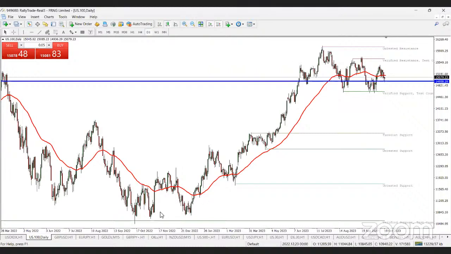So this is US 100. US 100 has made an uptrend, right? But it has also done something. If you check on the daily time frame, you have a high here. You have another high here. This high is lower than this, right?